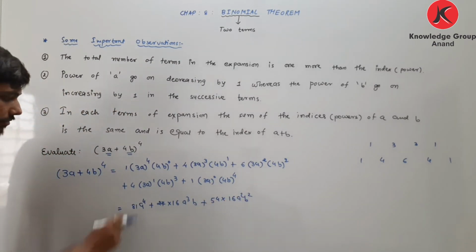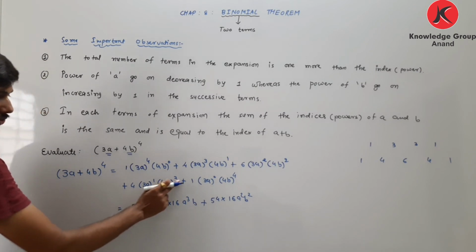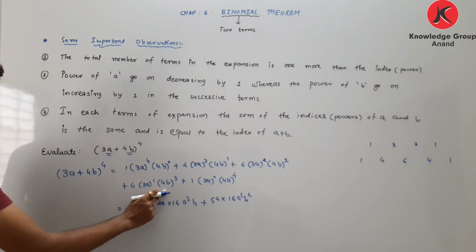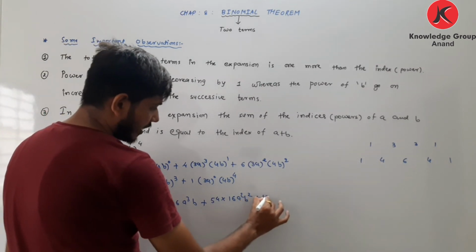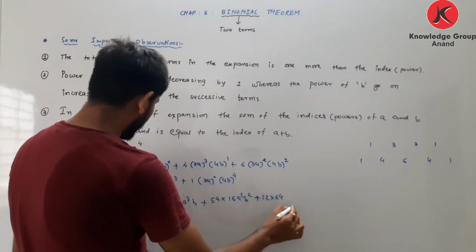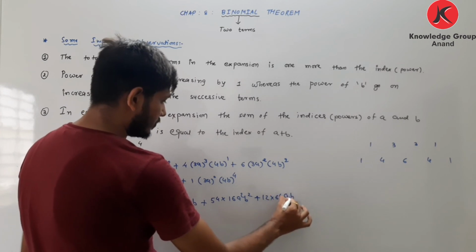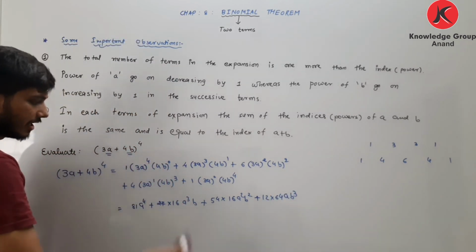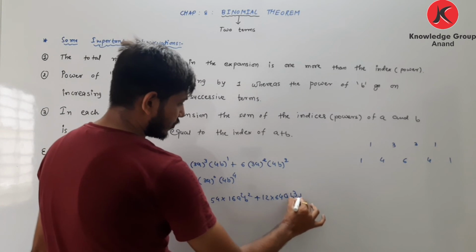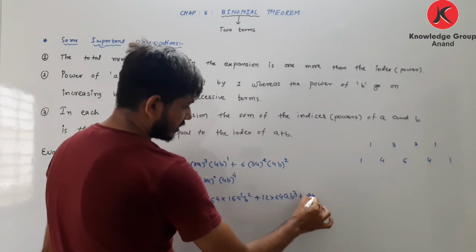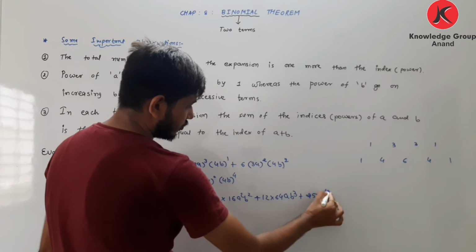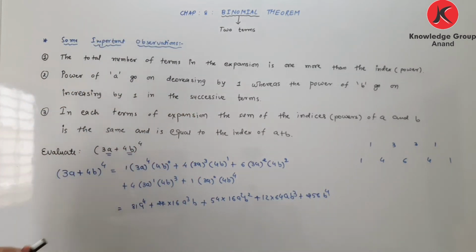Next, 4 into 3 into 4 cube, so 4 cube equals 64, into 4 into 3, 12, so 12 into 64 a raised to 1 b raised to 3 is your answer. And the next one: 4 raised to 4 means 64 into 4, 256 b raised to 4 is your answer. This way you can do any expansion.